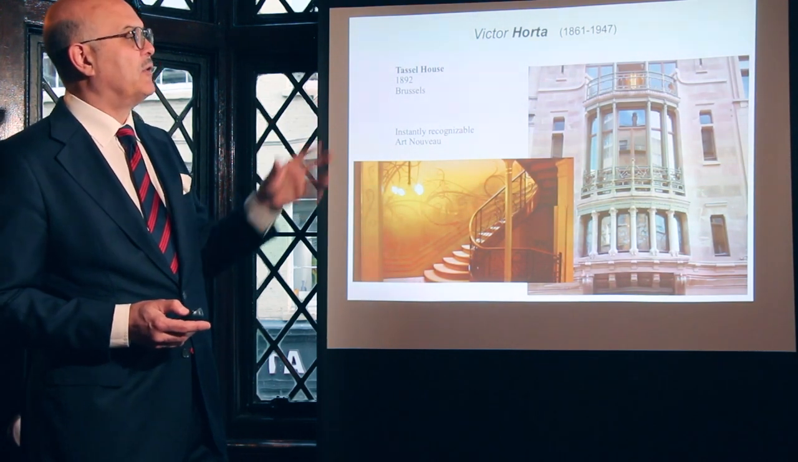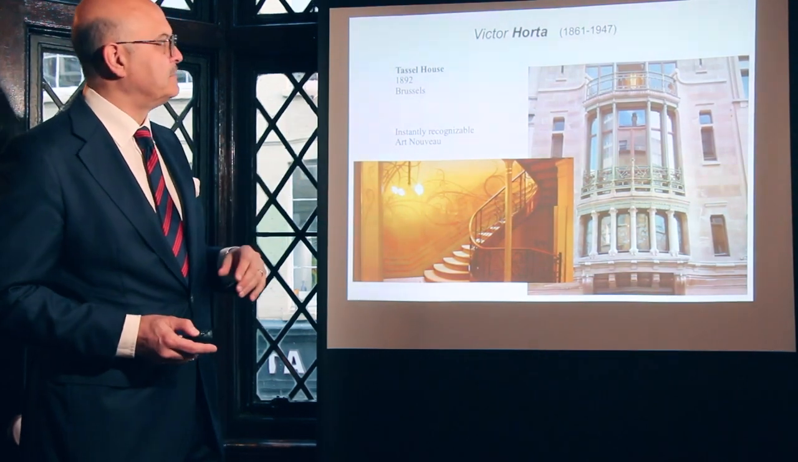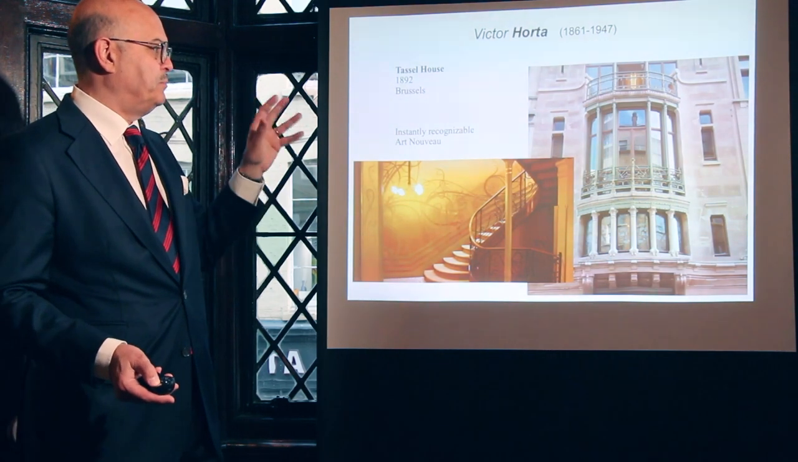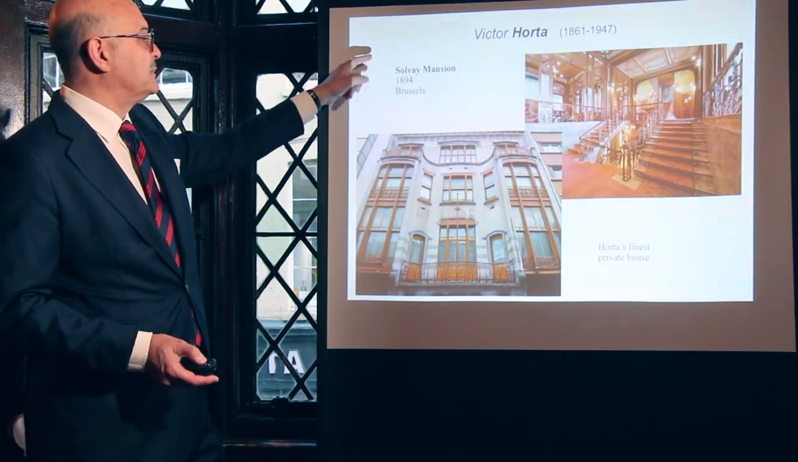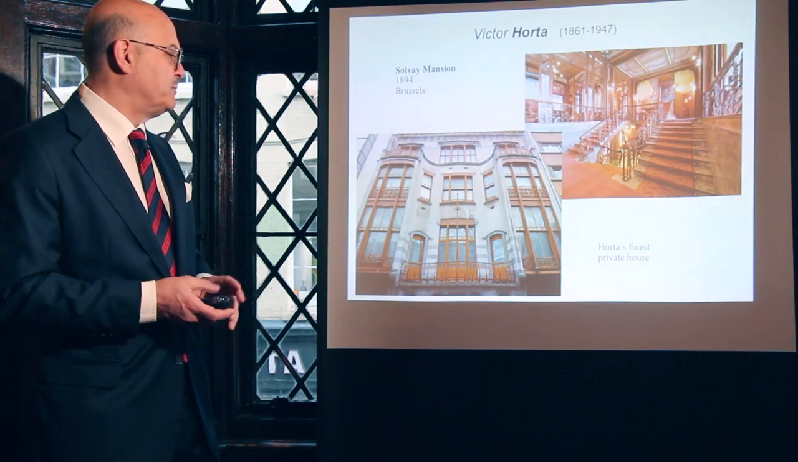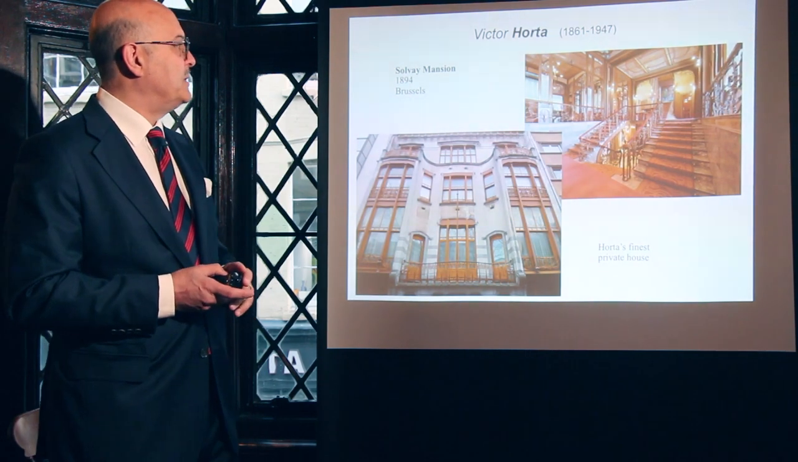And a number of subsequent, to some extent more prominent, architects that worked in the Art Nouveau genre said, you know, Horta invented Art Nouveau. He certainly took inspiration from other places, but it was the first purely Art Nouveau place. He also had other, even richer sponsors in the Solvay family, which was a huge chemical fortune. And this was the Solvay mansion, also in Brussels.